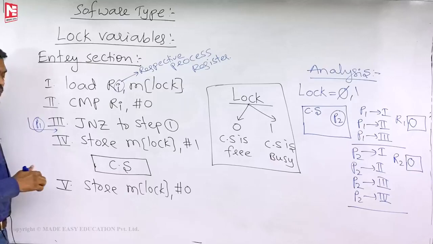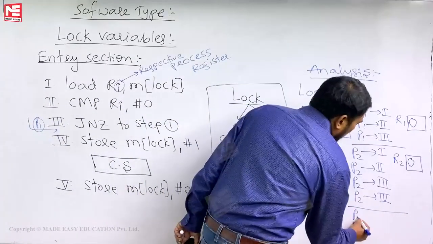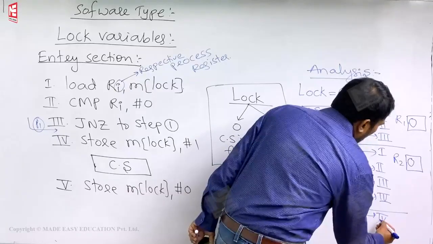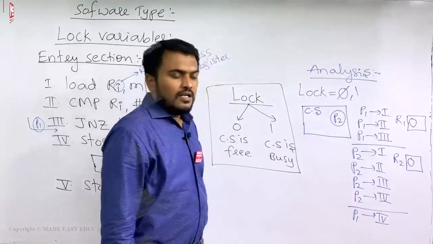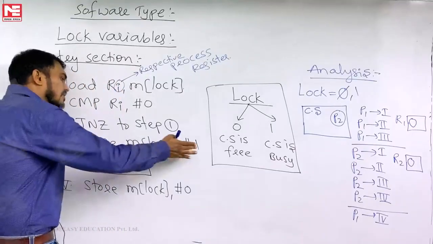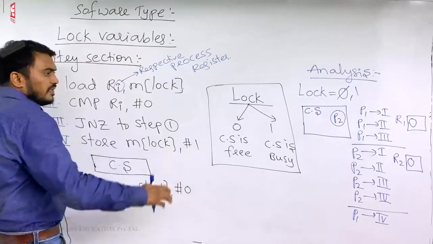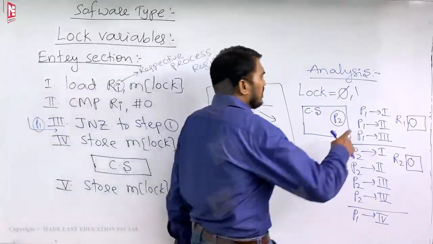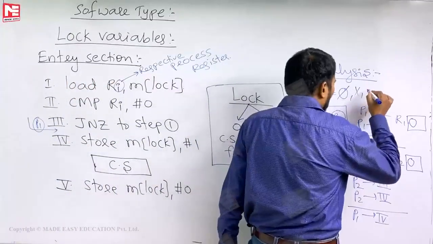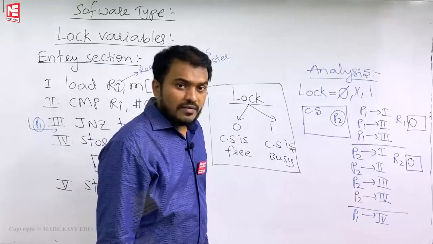So when P1 is coming back, which instruction will execute? The fourth instruction. So P1 is coming back and executing the fourth instruction. What does that mean? Store the value of 1 into lock. Now remember, the lock value is already 1, so we are storing the value of 1 again here.